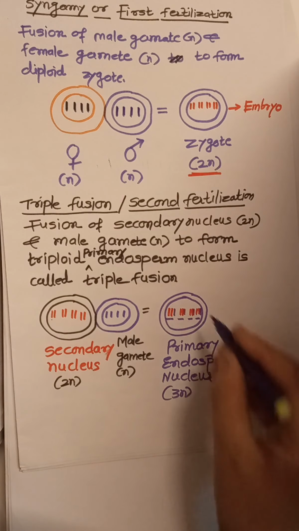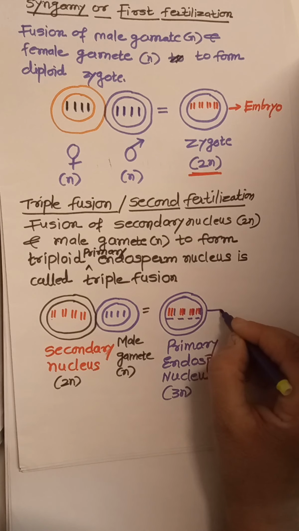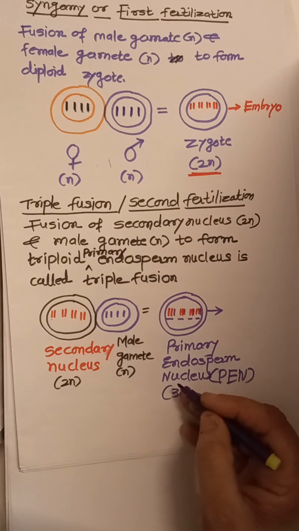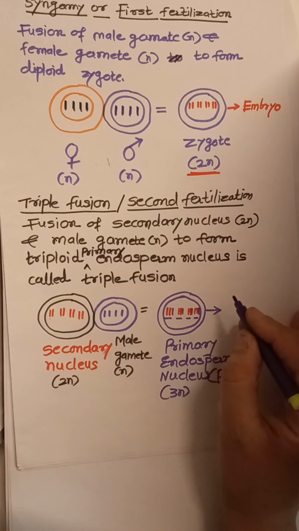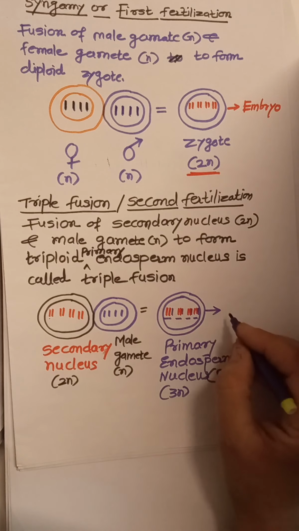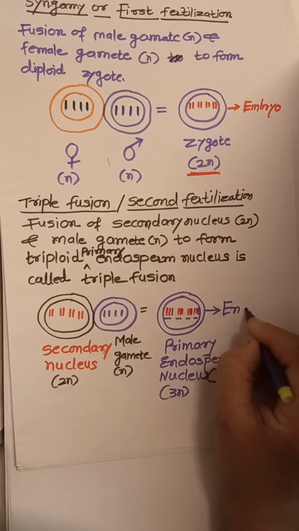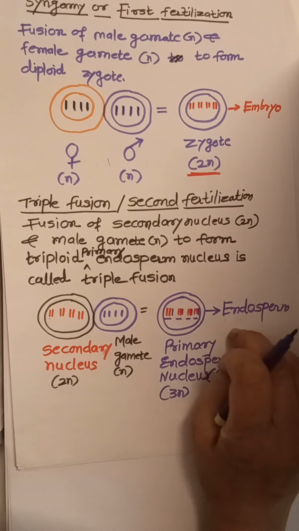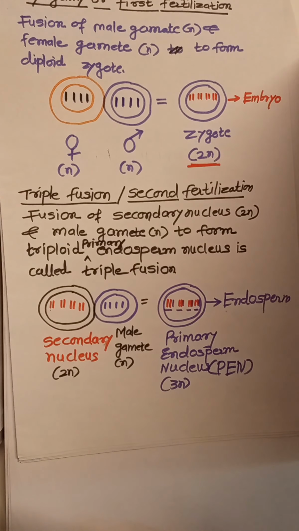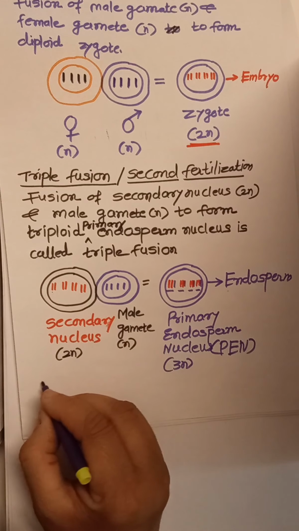Then mitosis takes place in the primary endosperm nucleus, and it forms endosperm tissue, which is nutritive tissue, and this endosperm tissue nourishes the embryo. Syngamy is a type of generative fertilization and triple fusion is a type of vegetative fertilization. So these 2 points are very important.